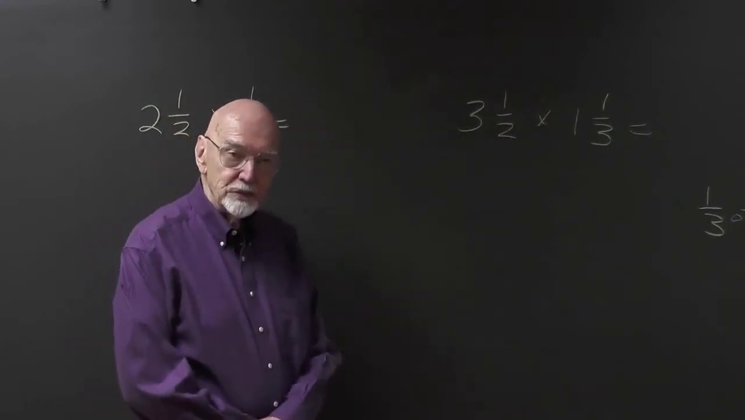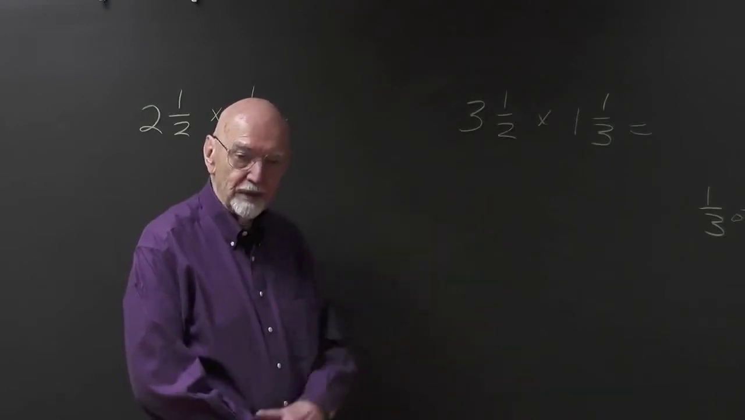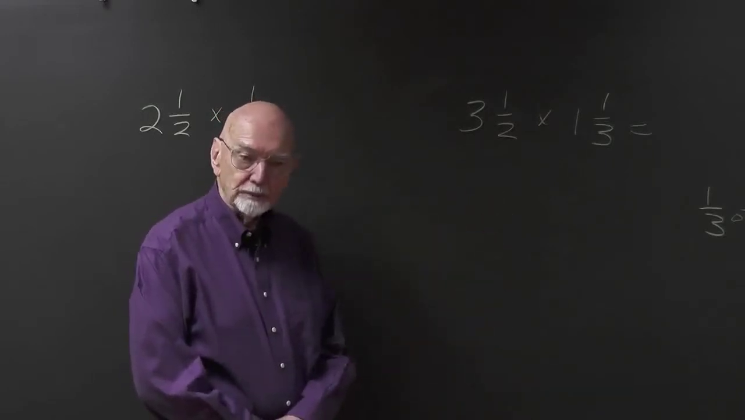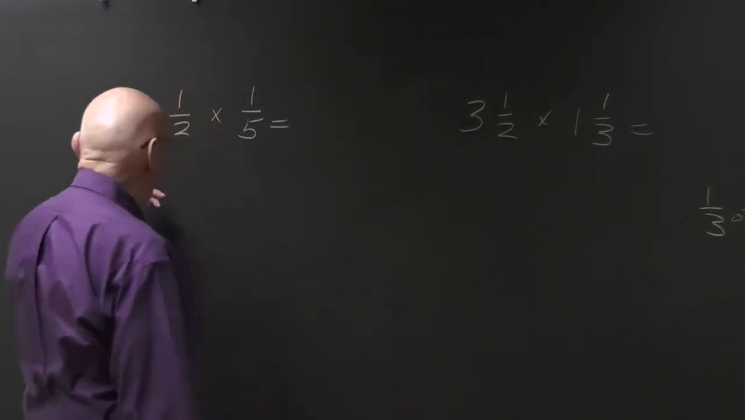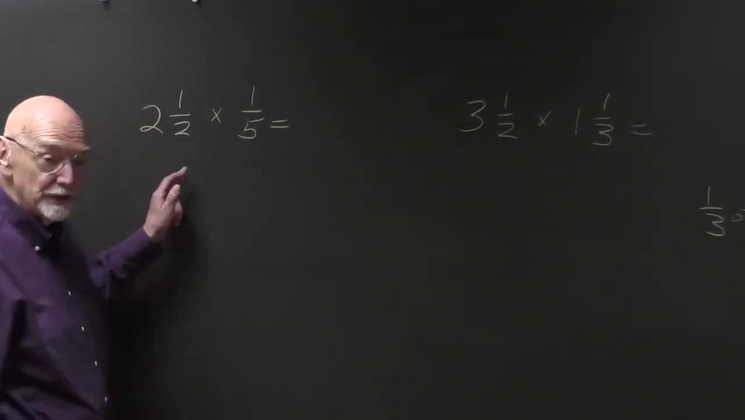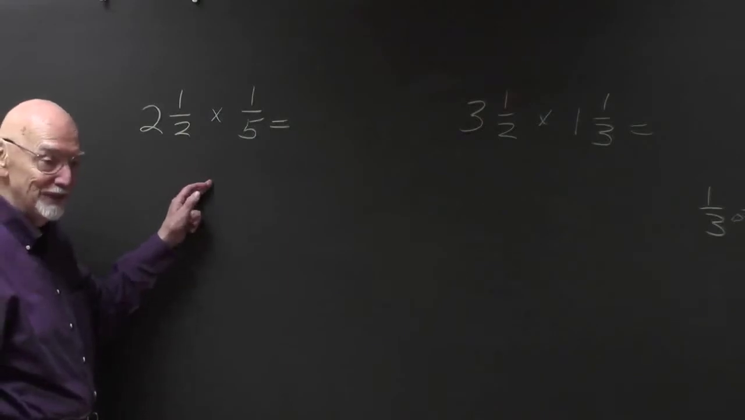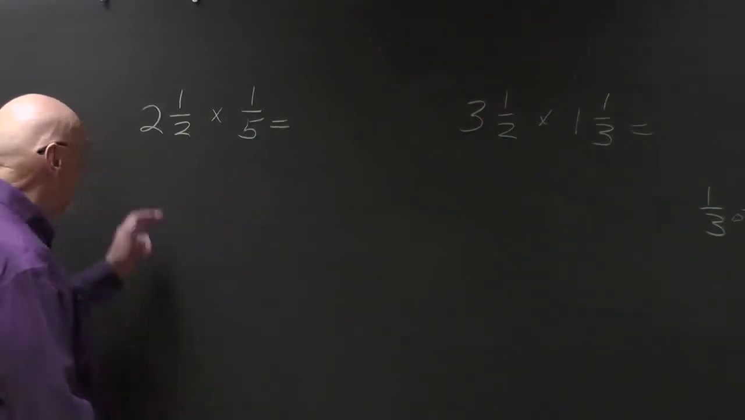When we added and subtracted, we wrote one above the other. Now that we're multiplying, we'll write them sideways. 2 1/2 times 1/5 equals what?